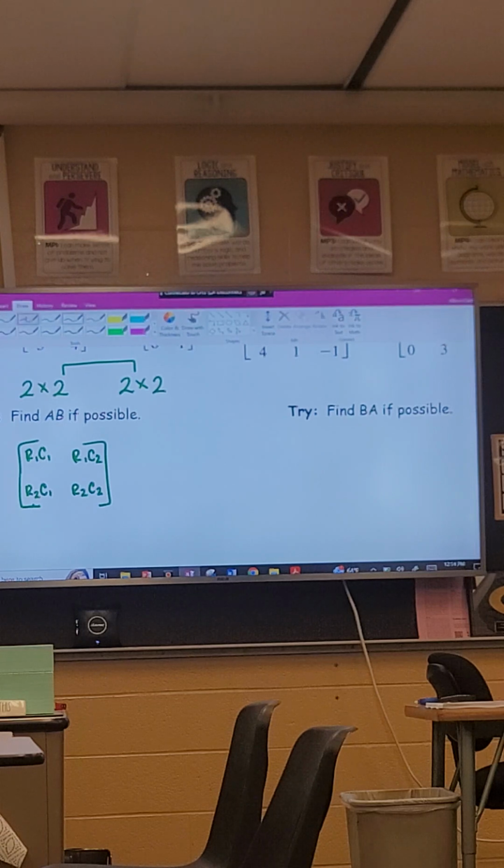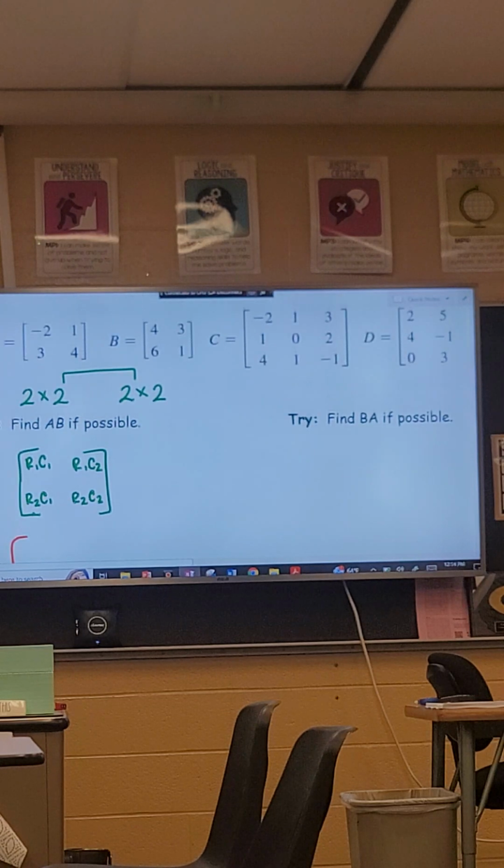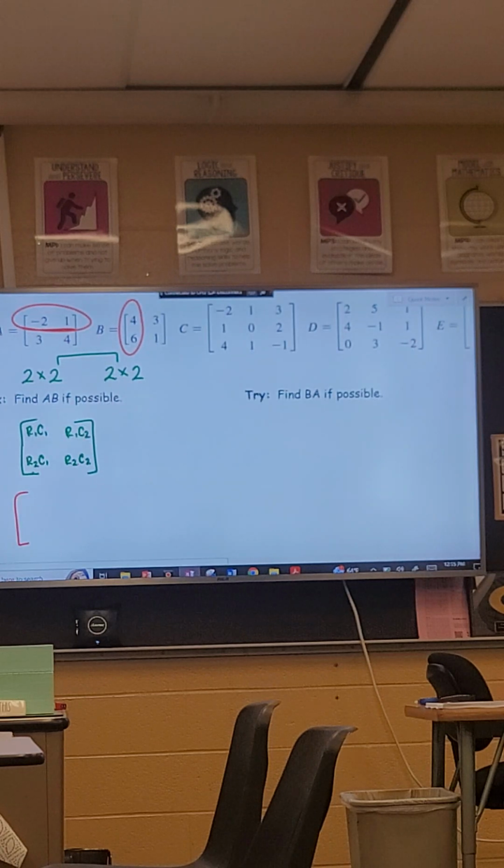So that first piece, row 1, column 1, we're taking row 1, and I highlight a lot of things. Row 1, column 1. What you're going to do is multiply the first two values. So -2 and 4. Multiply those guys. What do you get? -8. And then you're going to multiply the 1 and the 6. And what do you get? 6. And you add those values together. That's the first spot. Okay?